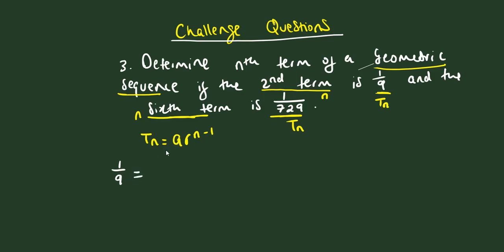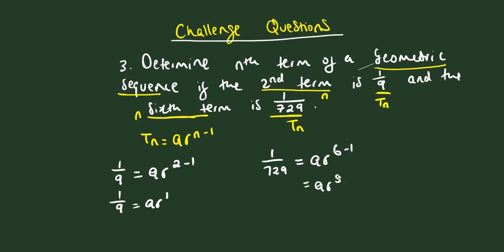A we don't know what it is, r we don't know what it is, but n is 2 because they said the second position. So you have 2 minus 1. Therefore, you have 1/9 is equal to ar to the power of 1. And then this one here, they give you that n is 6 because they say the sixth term. So Tn is 1/729, and n is 6, 6 minus 1. So you have ar to the power of 5 equals 1/729.